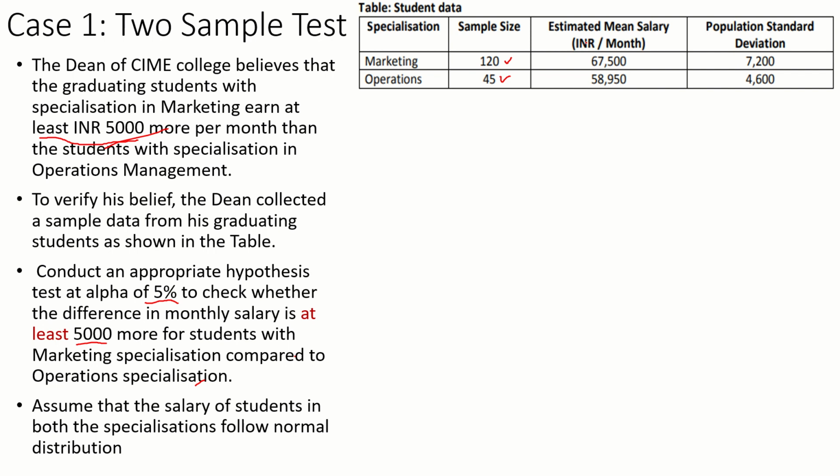This is the estimated mean salary for marketing specialization, and this is for operation specialization. This is the population standard deviation; these are known.